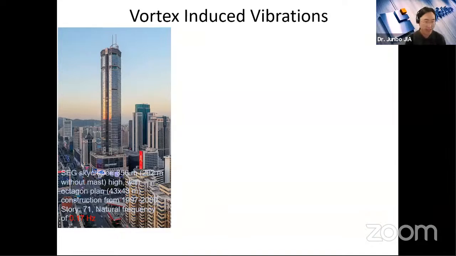So I try to show one example. This is actually a recent topic that arose in China. It's a high-rise building called Saiger skyscraper in Shenzhen in the south part of China. The height is around 300 meters without the mast. It has a natural frequency of 0.17 hertz, which is around 6 seconds. If we think about vortex shedding, the building itself can avoid vortex shedding quite well.